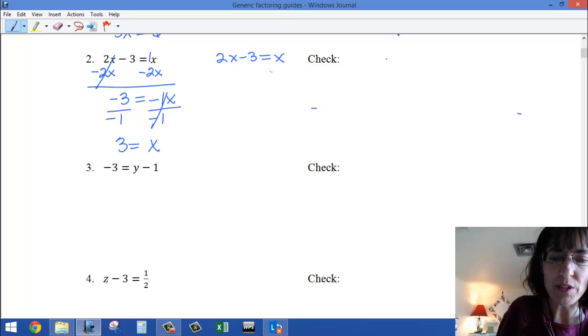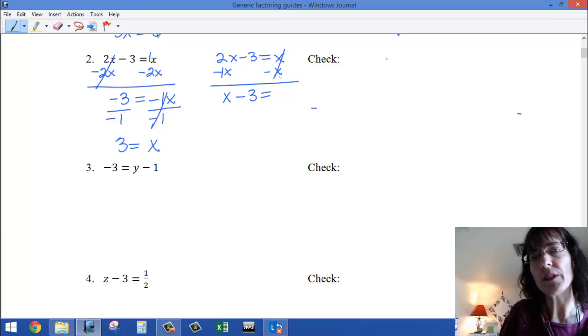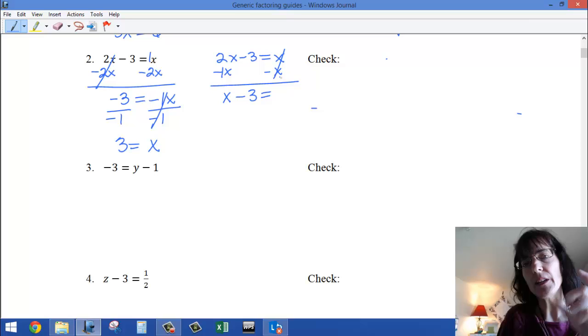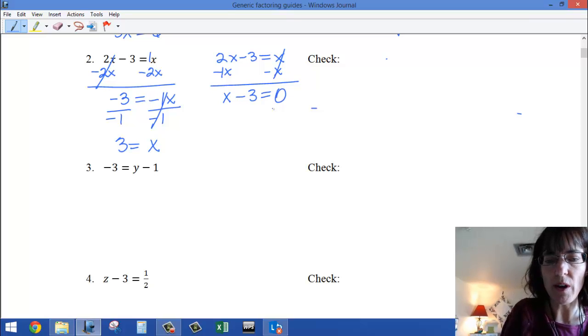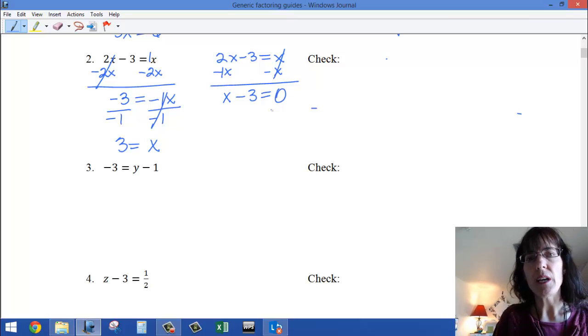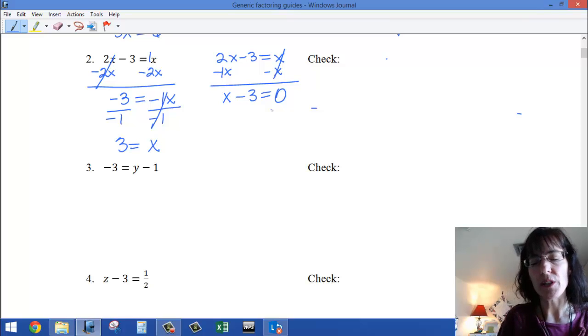So this time around, I'm going to subtract x from both sides. And I have 2x minus 1x, so I just have x minus 3. And here the x's cancel, and when something undoes itself completely in this way, you have a 0 left over because I have a positive x and I take away an x, so I have nothing or a 0.